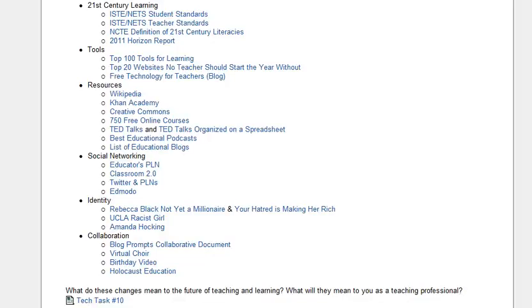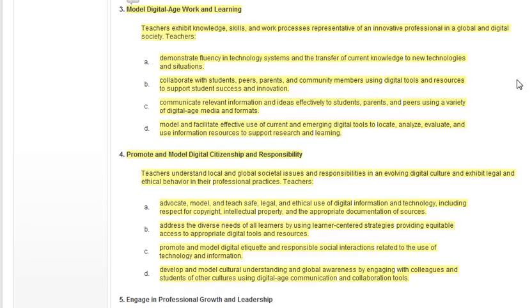For tech task number 10, I decided to talk about 21st century learning and what it means to me as a future teacher, because obviously the 21st century is definitely changing the face of education. One of the first things I want to talk about is the standards in the States for teachers.